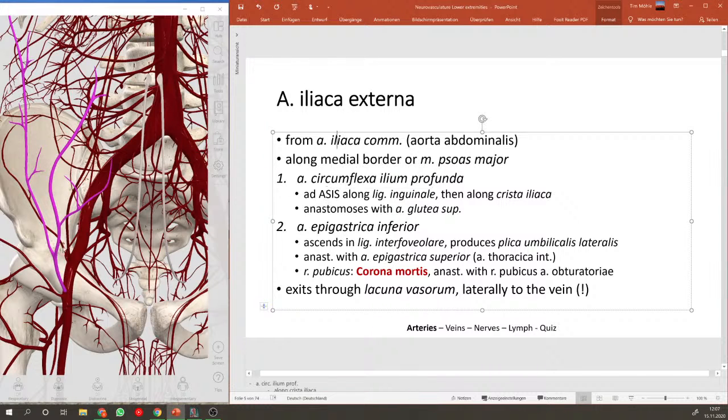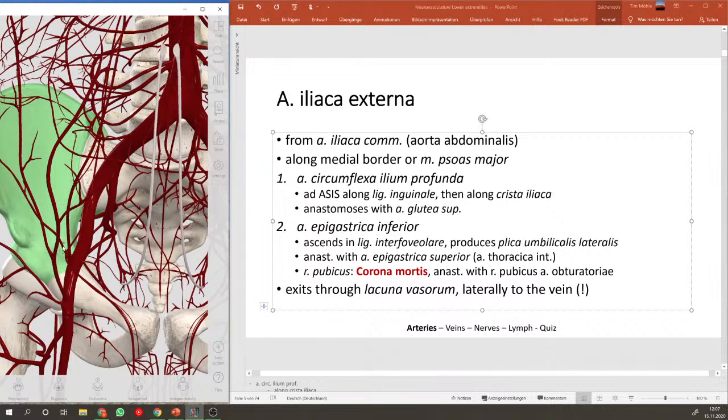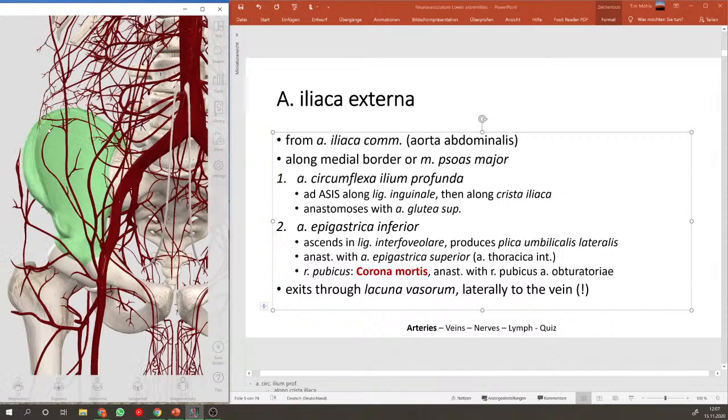It's not this one, I'm sorry. It is. No, I can't seem to hit it. All right, I'll just show you with the mouse. So this one here, and then more laterally it will follow the course of crista iliaca, as you can see here. Yeah, so it's this one here.